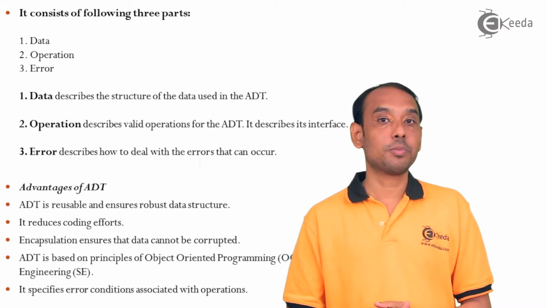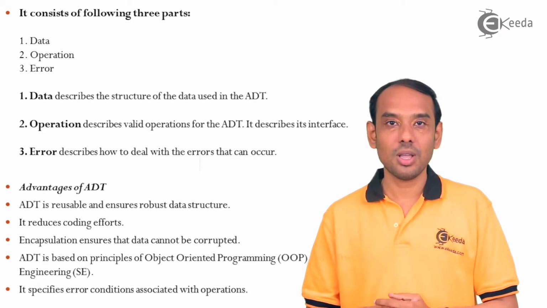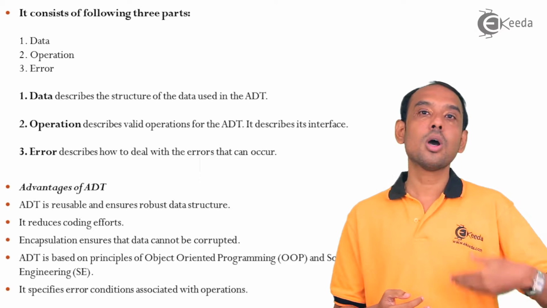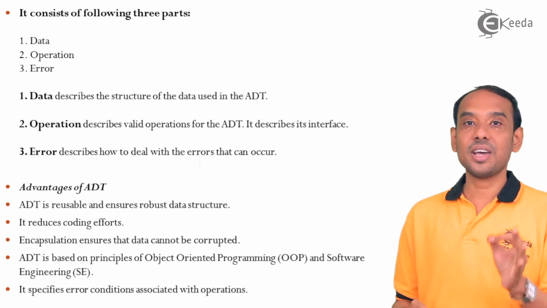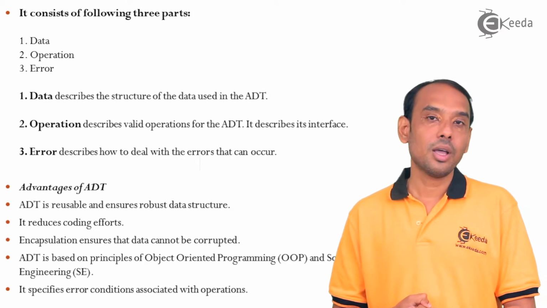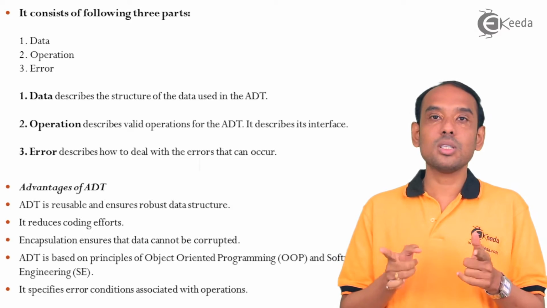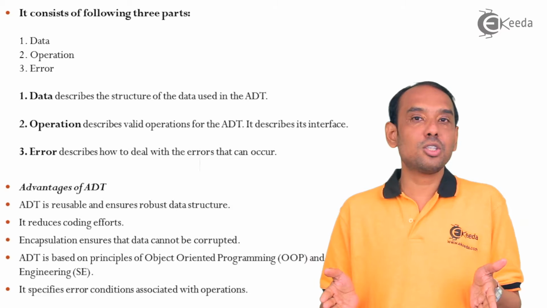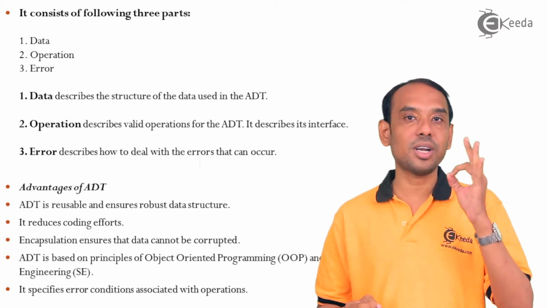Advantages of abstract data type. The first one and the most important, abstract data type is reusable. As I mentioned before, reusability is what? You are reusing the code again and again. You have to write it only once. So abstract data type is reusable. The next important advantage of abstract data type is ensuring that reusability. As I mentioned before, reusability is writing once and reusing again and again. So reusability reduces your coding effort. You need to write down the abstract data type only once.